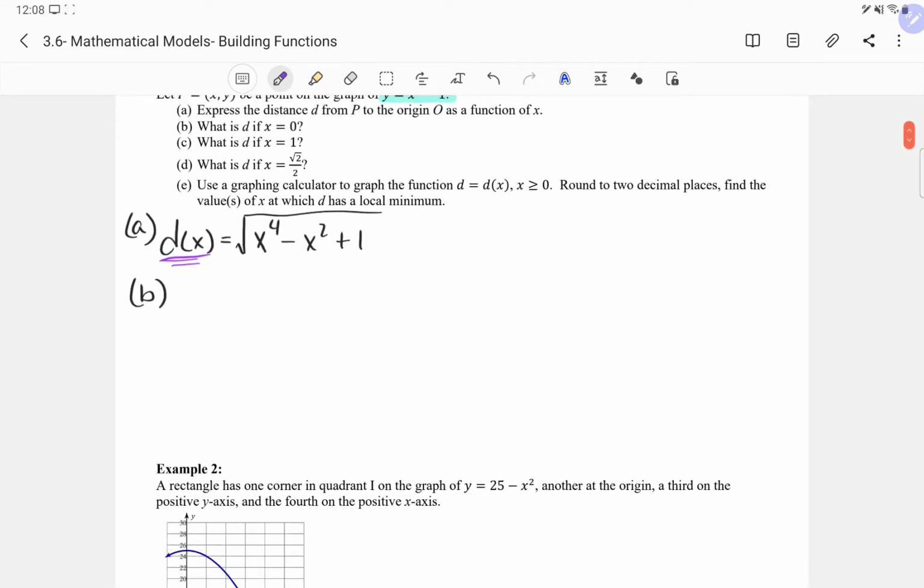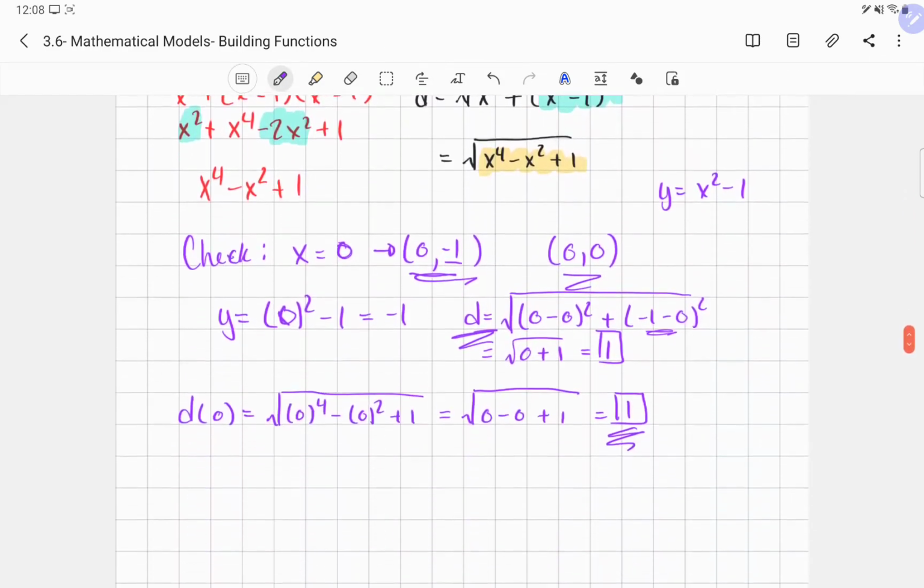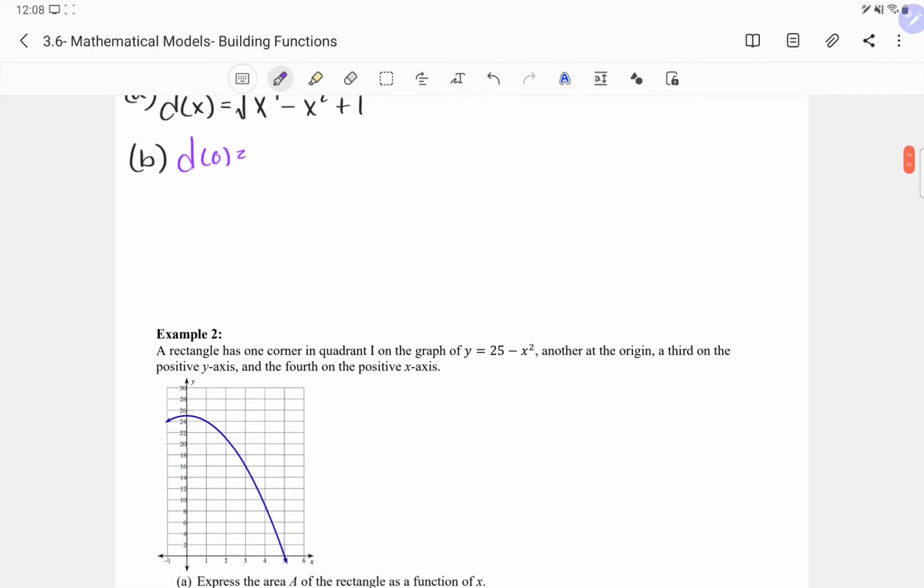Now, if you want to use your calculator, you can refer back to some of the notes that I have up on Canvas. You can type this into the calculator and simply plug in these x values for parts B through D and see what you get. But I'm going to do this by hand. We've already figured out that if x is equal to 0, d of 0 is equal to 1. We've already done the work for this one.